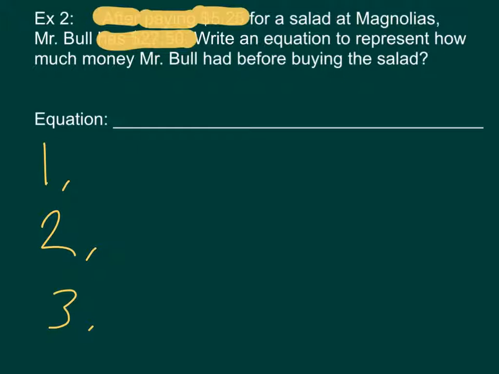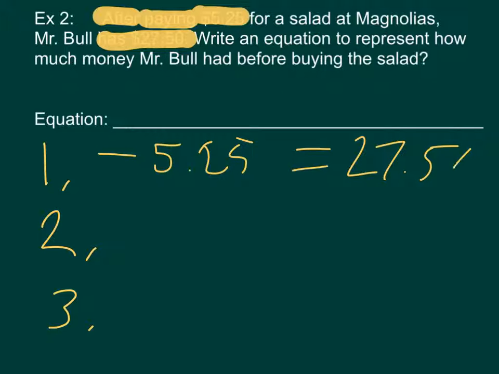So let's go forward now and write ourselves an equation, or write down important terms. I'm going to make the judgment that paying means subtracting $5.25. And then has is going to be our equal sign. And how much did I have? I had $27.50 left. So the one we're missing is how much I had before. So let's do that. The money I had before, take away $5.25 equals $27.50.